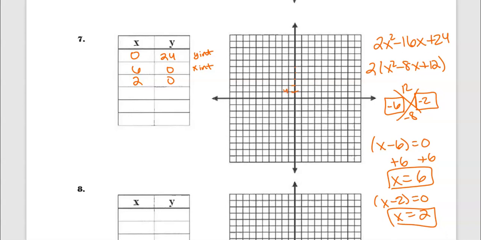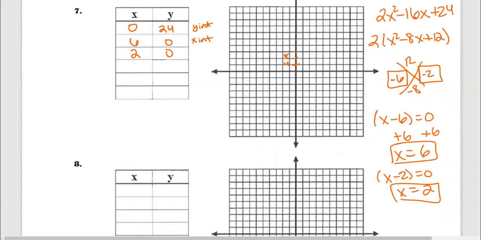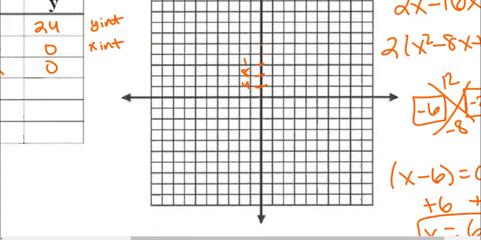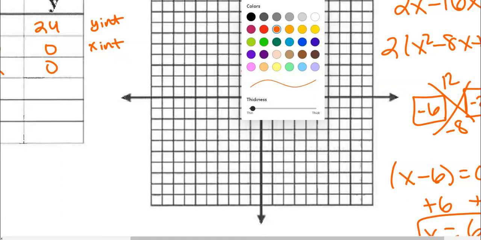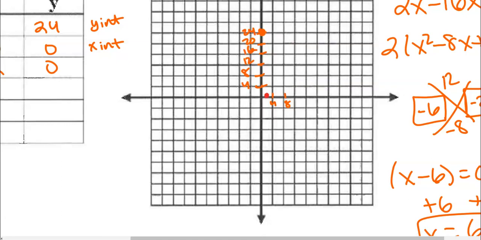4, 8, 12, 16, 20, 24. There we go. And then 4, 8. I need 2 and 6. They're going to be right in the middle. 2 and 6. Okay. So y-intercept and then my x-intercepts. It's little, but it's there.